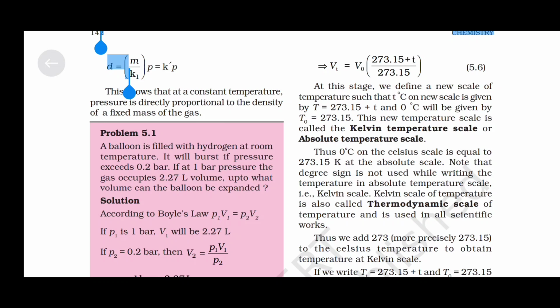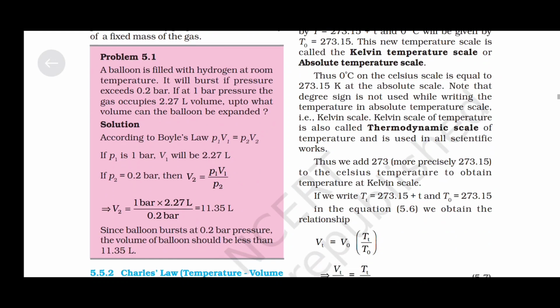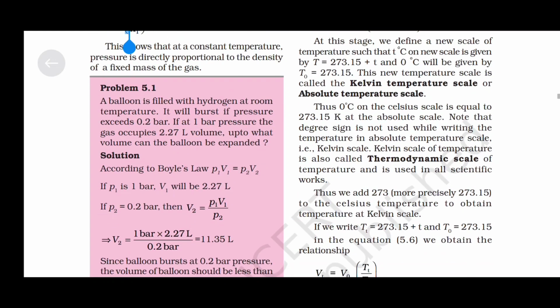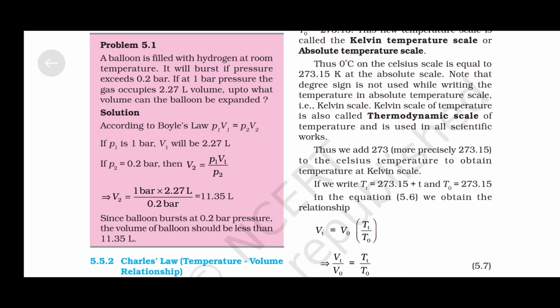At this stage, we define a new scale of temperature such that t degrees Celsius on the new scale is given by T is equal to 273.15 plus t, and 0 degrees Celsius will be given by T0 is equal to 273.15. This new temperature scale is called the Kelvin temperature scale or absolute temperature scale. Thus, 0 degrees Celsius on the Celsius scale is equal to 273.15 Kelvin on the absolute scale.